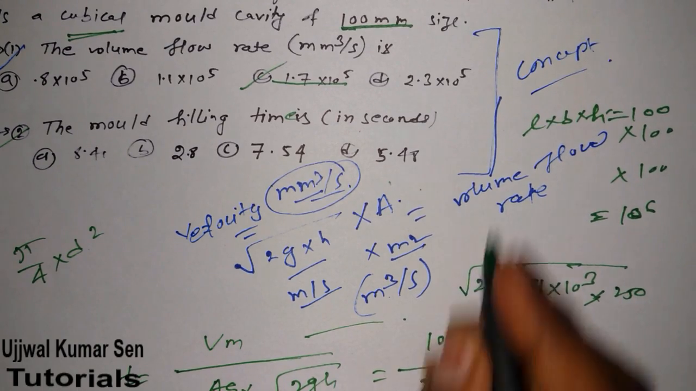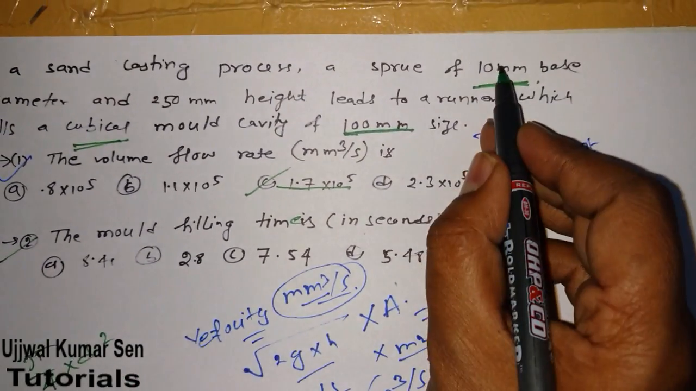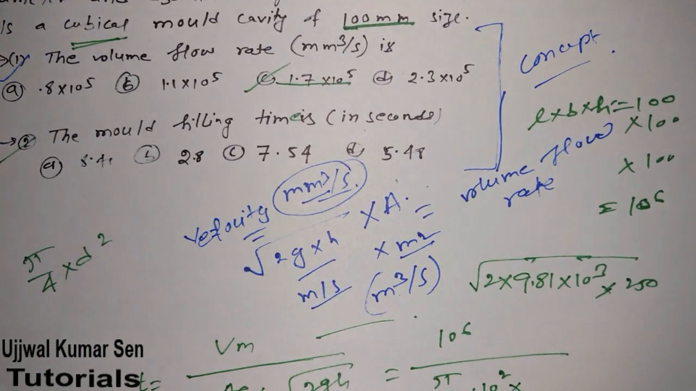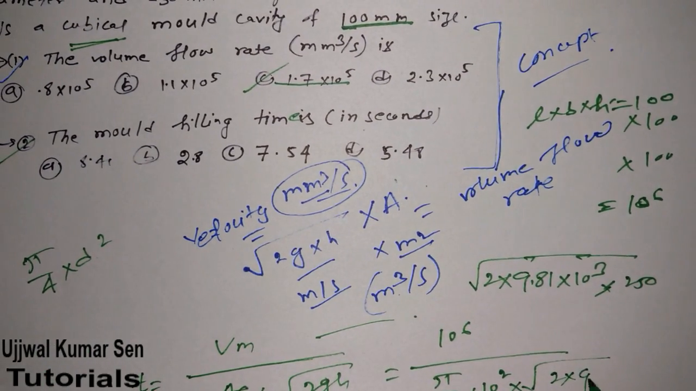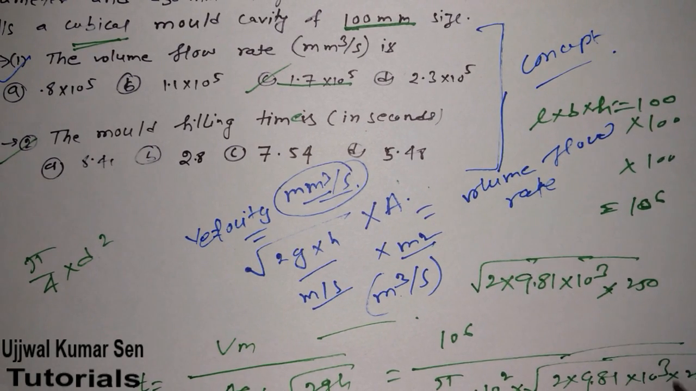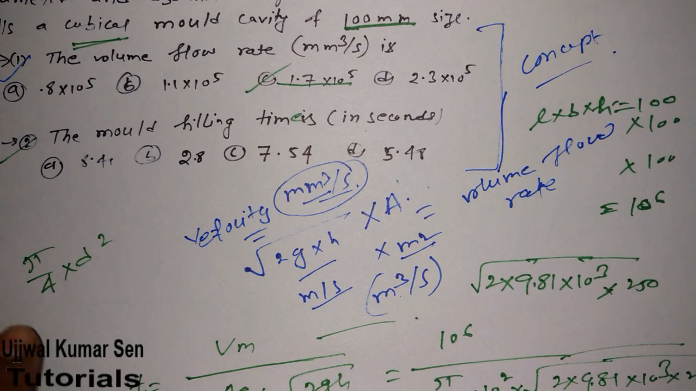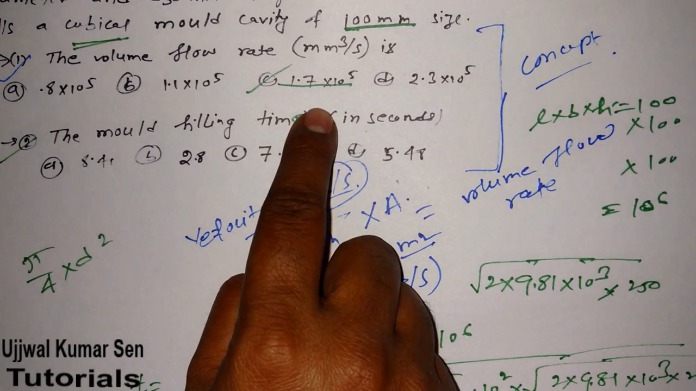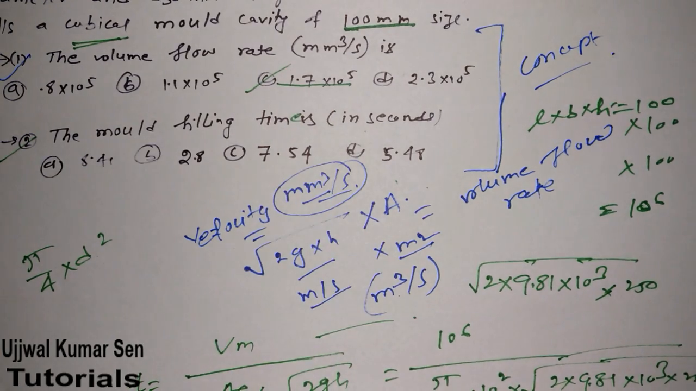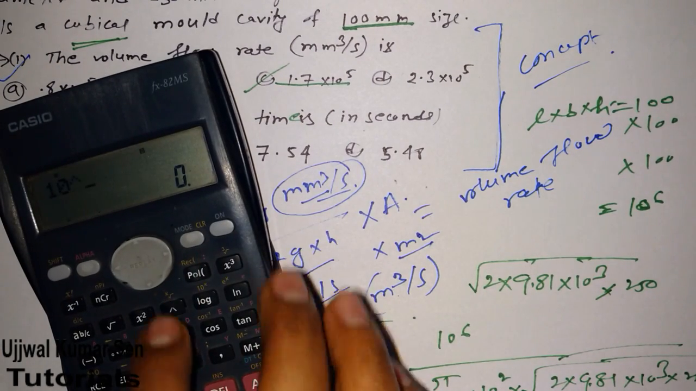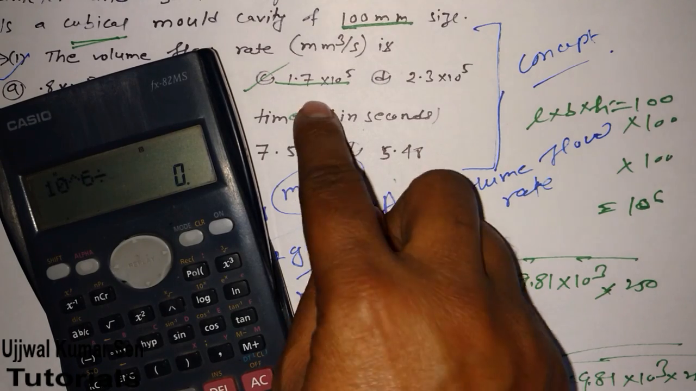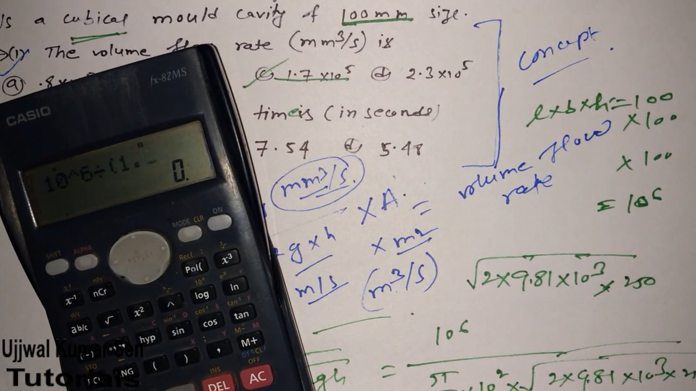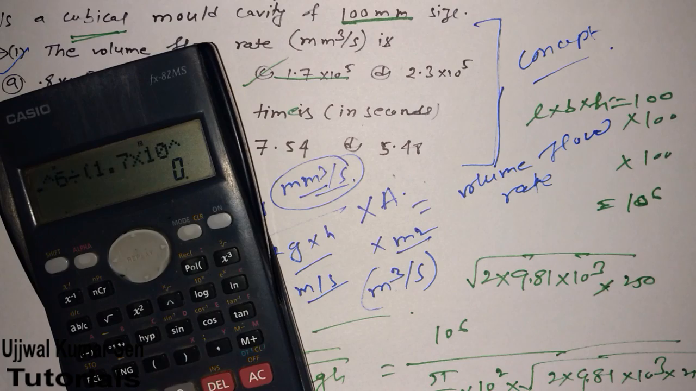So this will become L into B into H, which is 100 multiplied by 100 multiplied by 100. So 10 to the power 6, right? So this will become 10 to the power 6. Ag, area of gate, is pi by 4 into 10 square, because 10 is the diameter given in this question. So what we got here? Multiplied by root of 2 into 9.81 into 10 to the power 3 into 250.